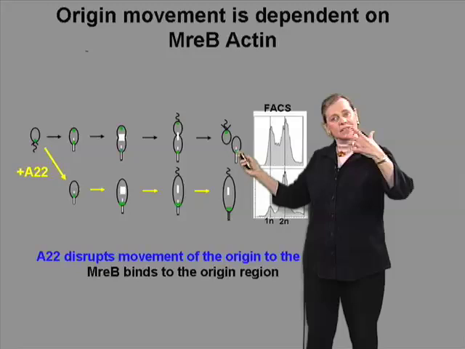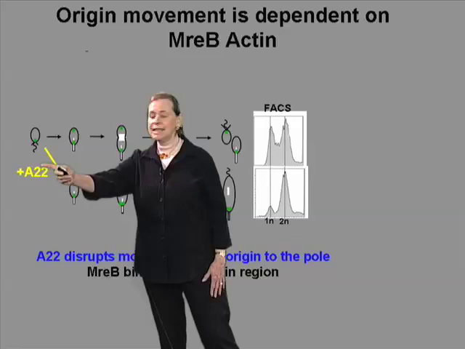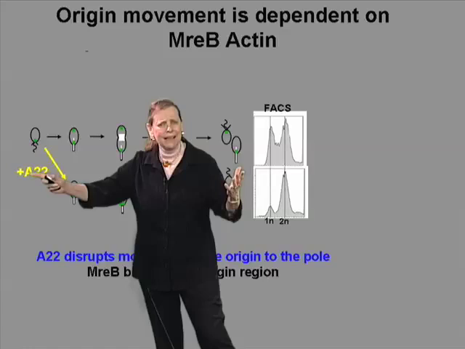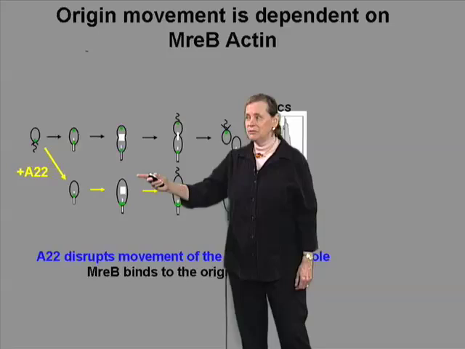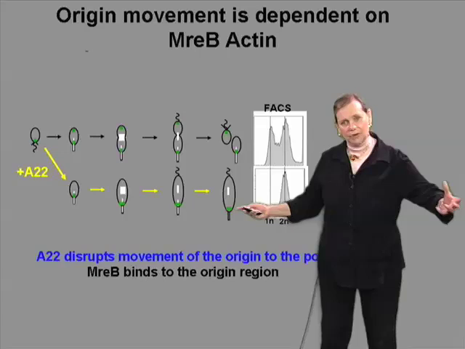Now here's the experiment. What we did was we added A22 to these swarmer cells and asked, what's going to happen? Well, what happened really surprised us. DNA replication started, and you made two new little origins, but nothing moved to the other end. And as you went through the cell cycle, because you were not separating the chromosomes, you didn't divide the cell.